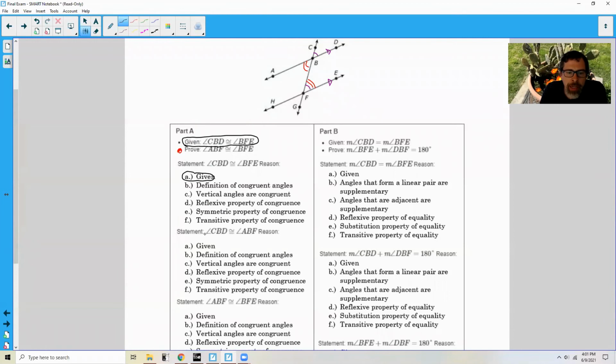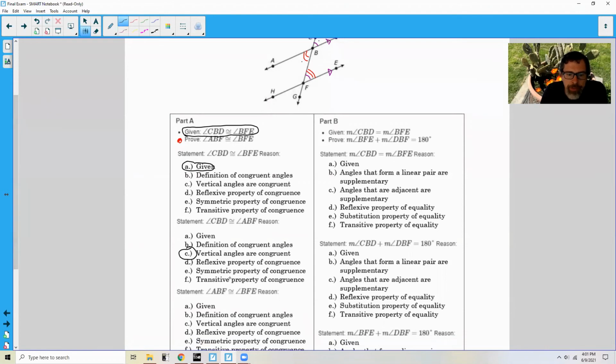All right, statement now says angle CBD is congruent to angle ABF. CBD is congruent to angle ABF. That is this angle here and this angle here. Well, they're vertical. Vertical angles are congruent.